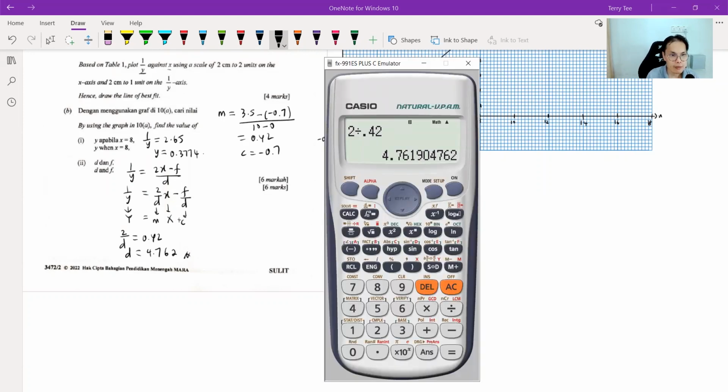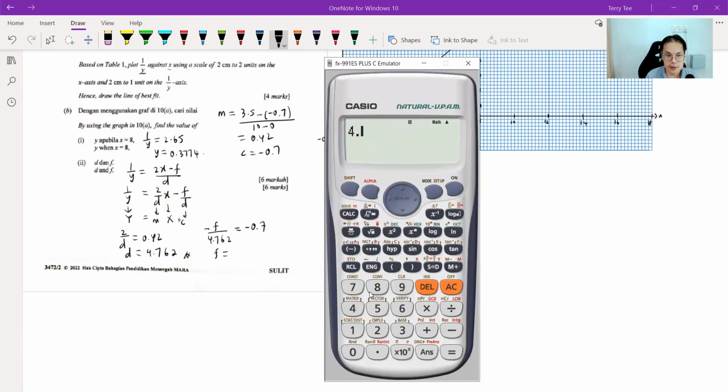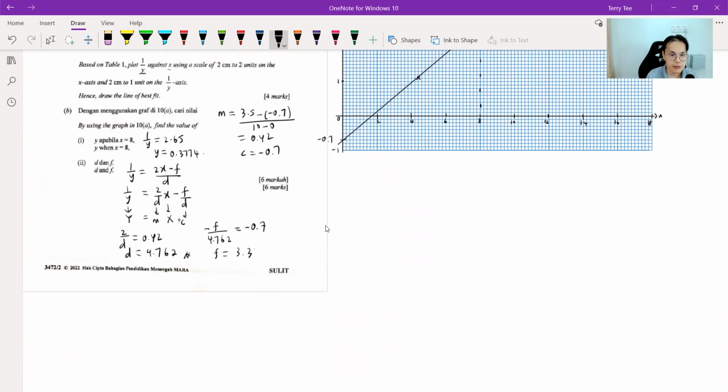Now, as for your y-intercept, I know the value of d. My y-intercept from the equation is negative f over d. I know my d is 4.762. I compare it with the y-intercept that I got from my graph, negative 0.7. Let's just multiply over. Take 4.762 multiplied with 0.7. We can cancel out the negative. My f value is 3.333. Oh, a lot of 3s here. There you go. That's your answer.